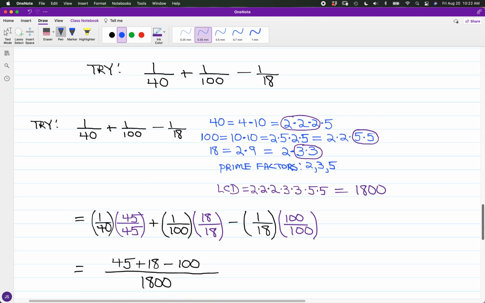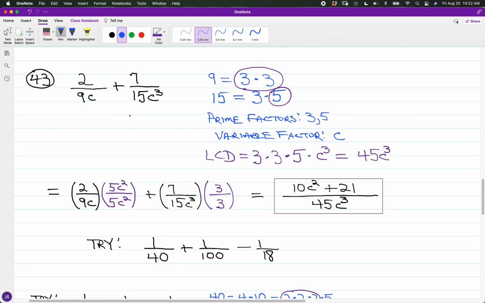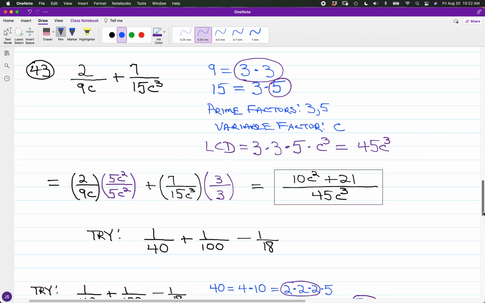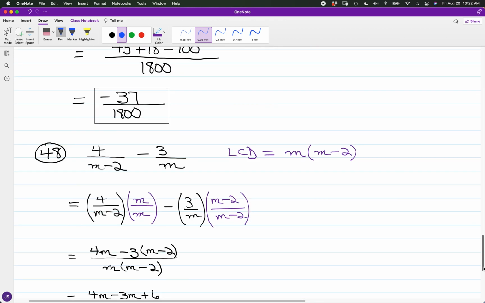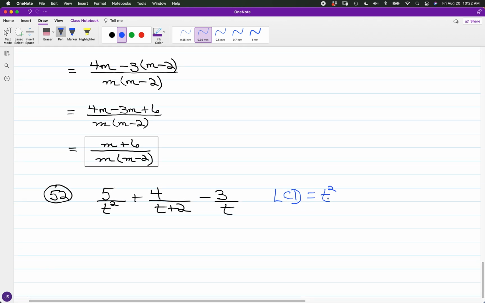Same thing here like what we had earlier when we worked with 9c and 15c cubed. Again, the least common denominator, you go with a higher degree representation of the variable, and that was c to the third. I can take c into c cubed, but you cannot take c cubed into c. Same parallel, you can take t into t squared, but you cannot take t squared directly into t. And for the other part of the least common denominator, that is the only binomial denominator we have, and we have that with t plus 2. So the least common denominator is going to be t squared times the quantity of t plus 2.